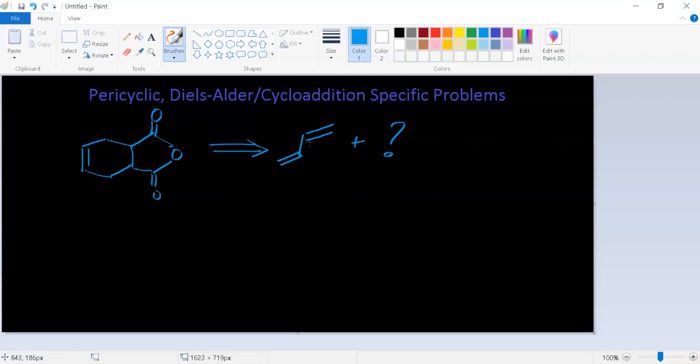Recognizing that our diene is just the butadiene, our question mark has to be the dienophile. So remembering what we've talked about, the diene is going to have that double bond in the middle of those two more central carbons. And so we can say that this carbon and this carbon correspond to that one and that one over there. So let's draw what we know now.